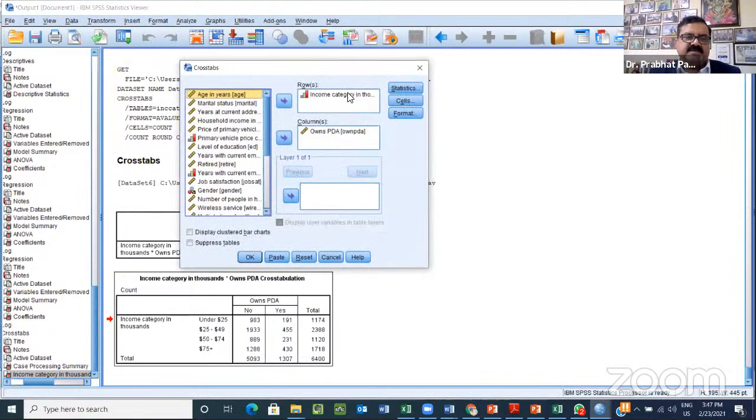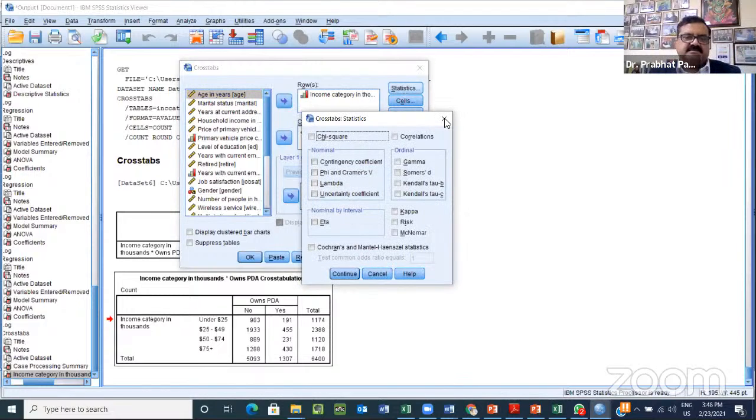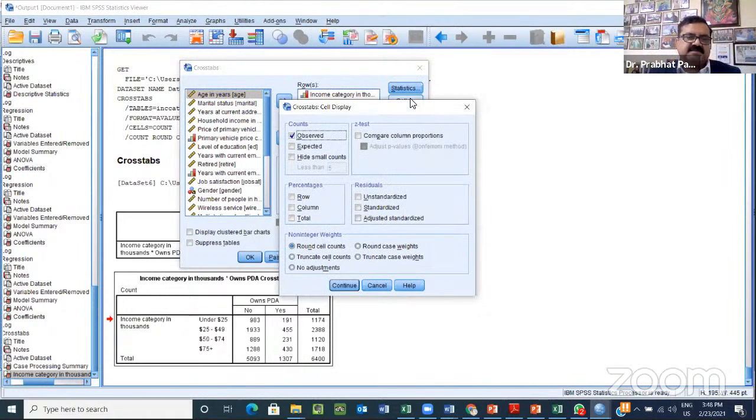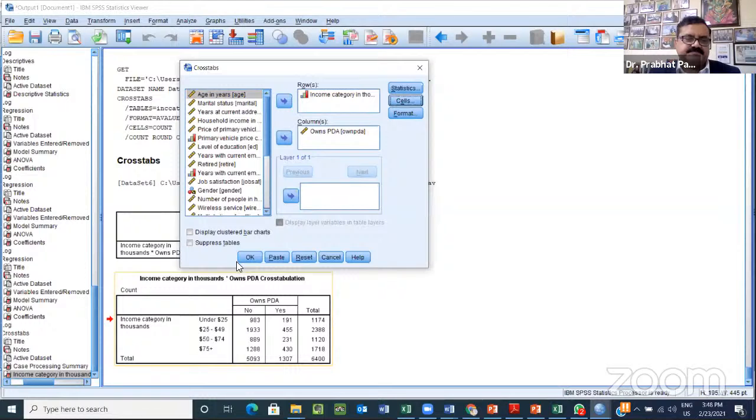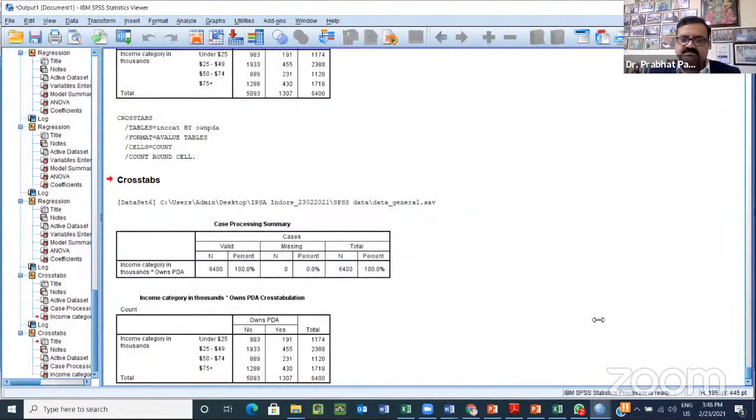Right. So I've taken income in the row and owns PDA in column. But you can exchange also. So it will be shown this side, the other ones will be shown other side. So it doesn't matter. Right. And I did not check anything in statistics, except the observed frequency. That means give me the raw frequency. And then said, okay.